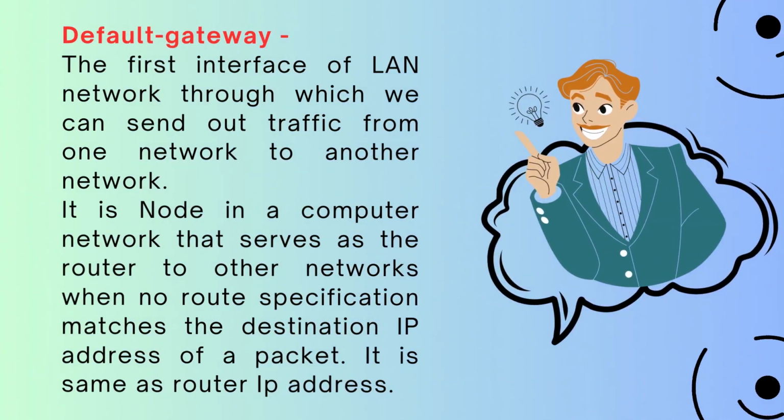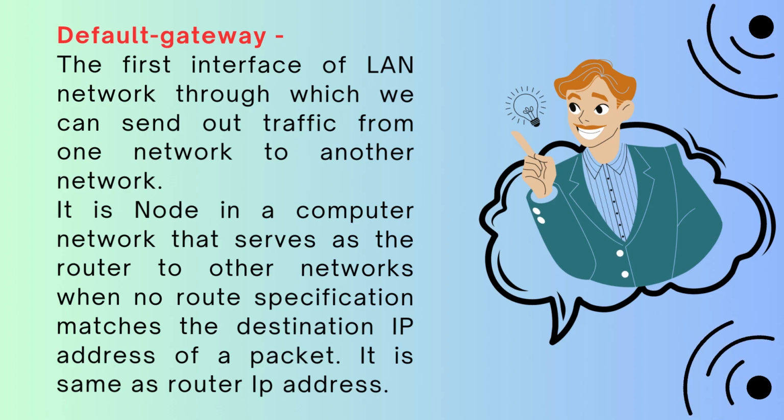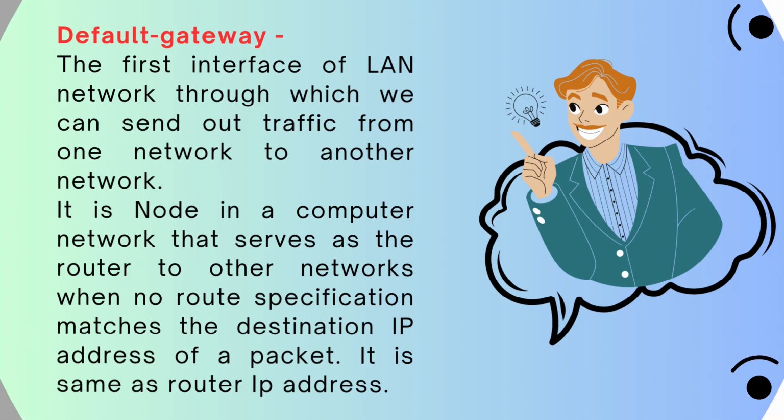255.255.255.0. Default gateway: the first interface of the LAN network through which we can send out traffic from one network to another network. It is a node in a computer network that serves as the router to other networks when no route specification matches the destination IP address of a packet. It is the same as the router IP address.